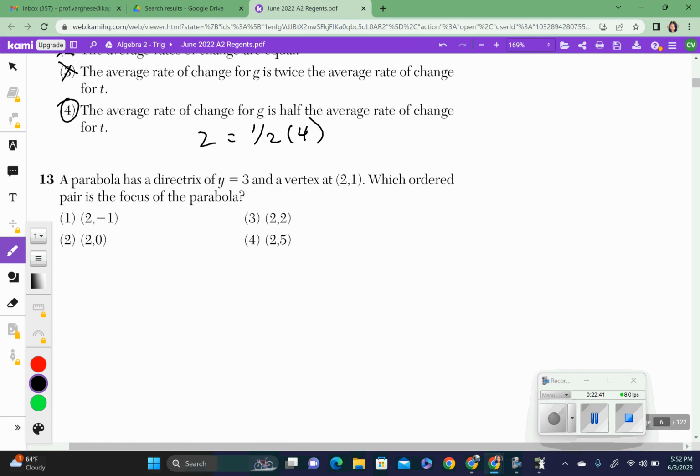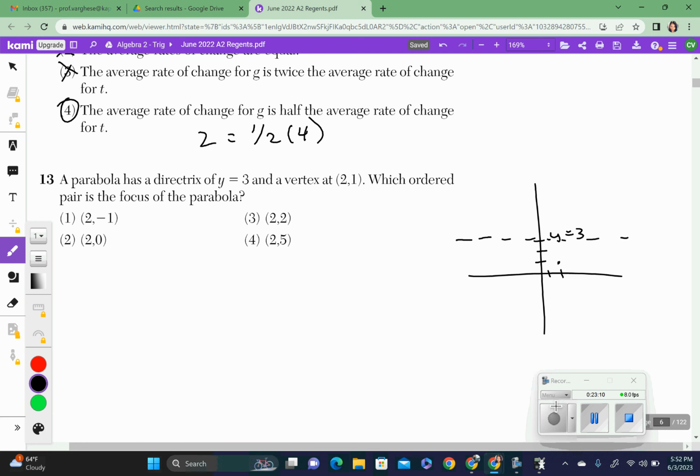All right. The next one, 13, parabola. So I taught this to you to draw with a sketch. On the Regents, you will have graph paper, so you don't need to worry about getting this off. But you go to the directrix, which is y equals 3. So this point right here is your directrix, and the vertex is 2 comma 1. So that's our vertex. They told us that that's our vertex.